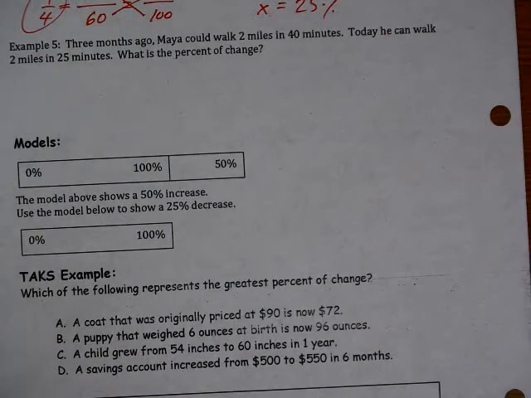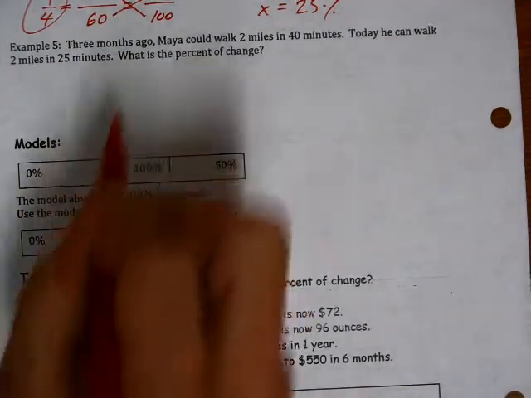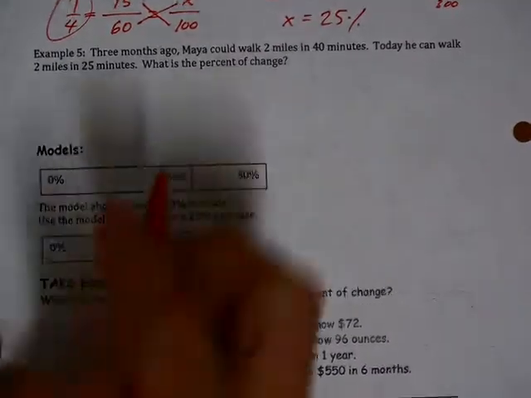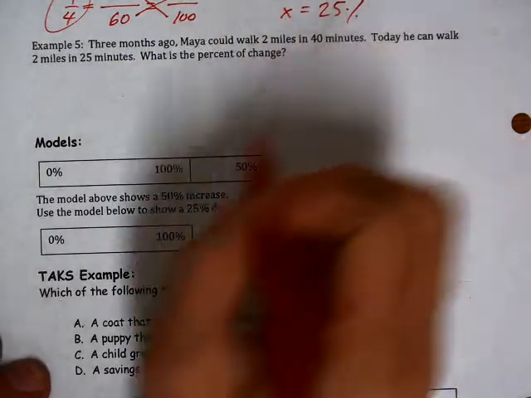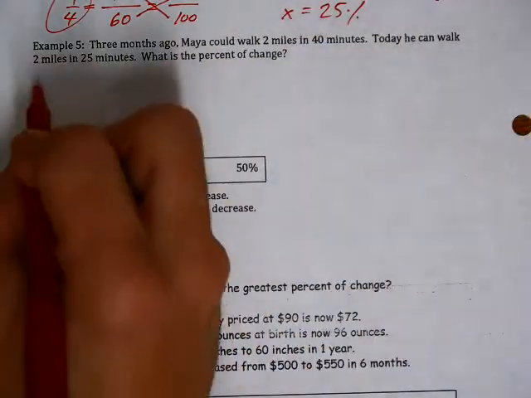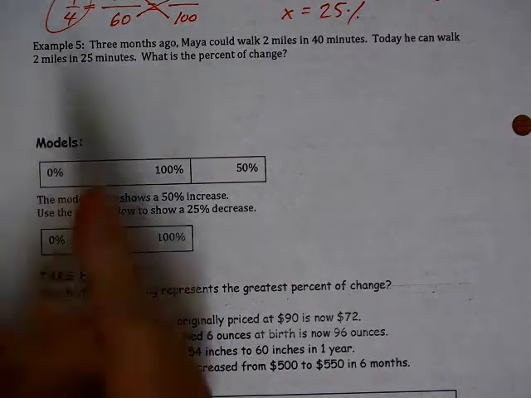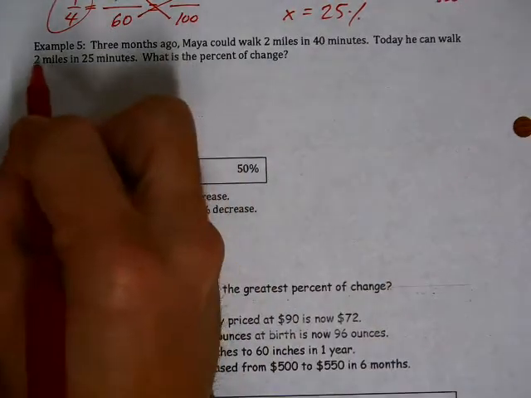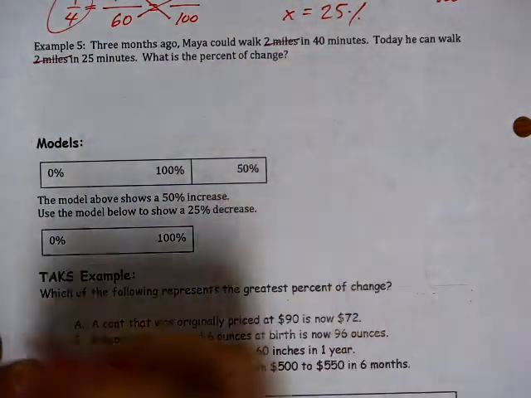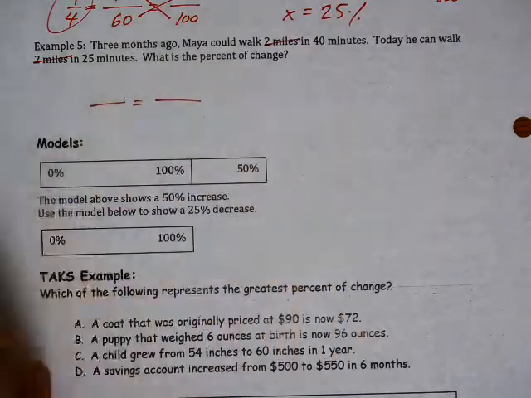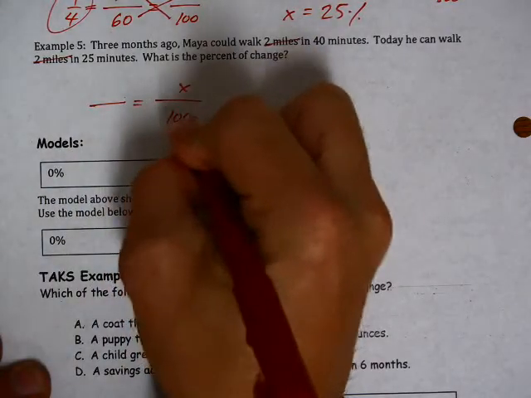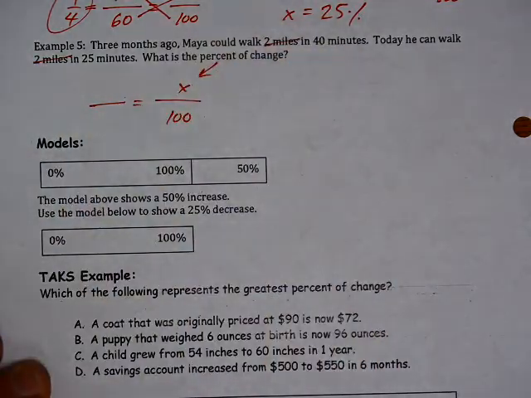Alright, another example. Example 5. Three months ago, Maya could walk 2 miles in 40 minutes. Today, he can walk 2 miles in 25 minutes. What is the percent of change? Now, the miles doesn't matter. That's the same both times. So we write our proportion here. Again, x over 100. We're looking for the percent, so that goes there.